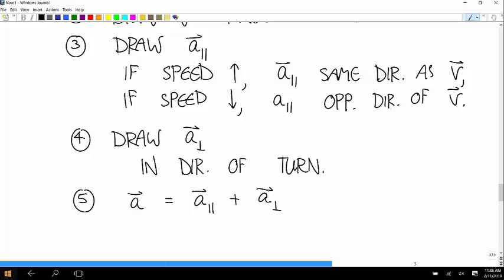If you only have one or the other, like if the object is speeding up but it's not turning, then you know that the acceleration is in the same direction as a parallel. If it's not speeding up or slowing down, but it is turning, then you know the acceleration is all perpendicular to the velocity. Okay? If both of them are non-zero, then through this kind of analysis you can only figure out within 90 degrees. Okay?